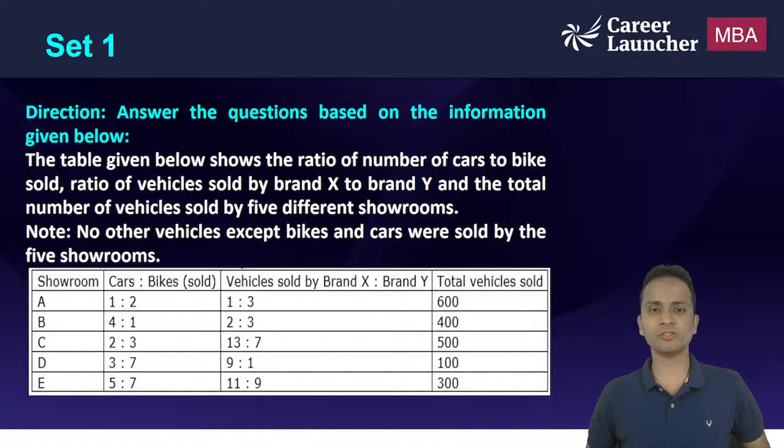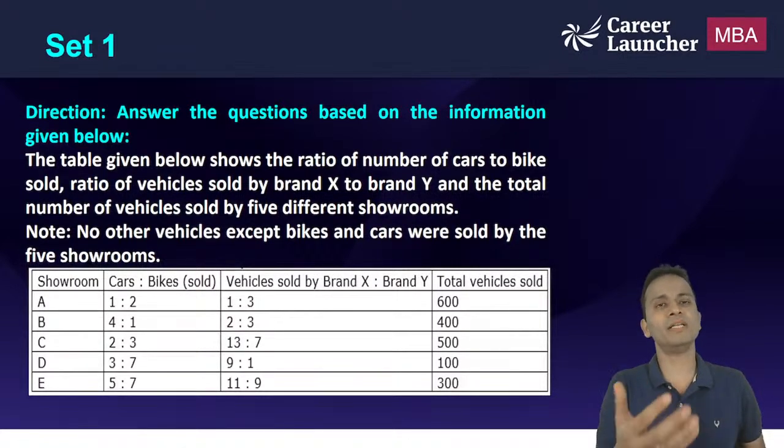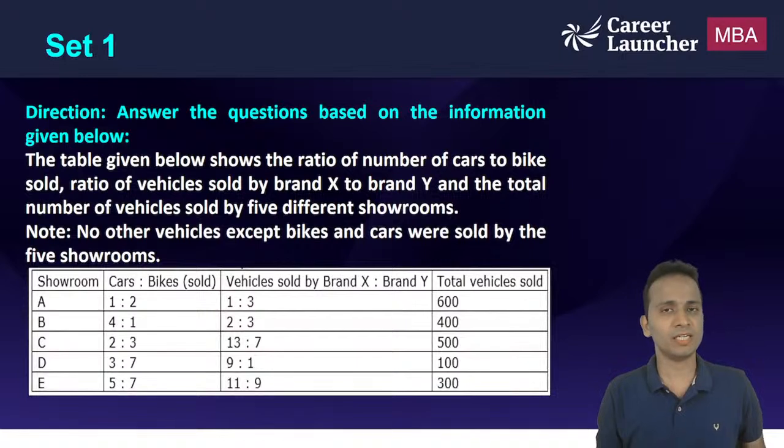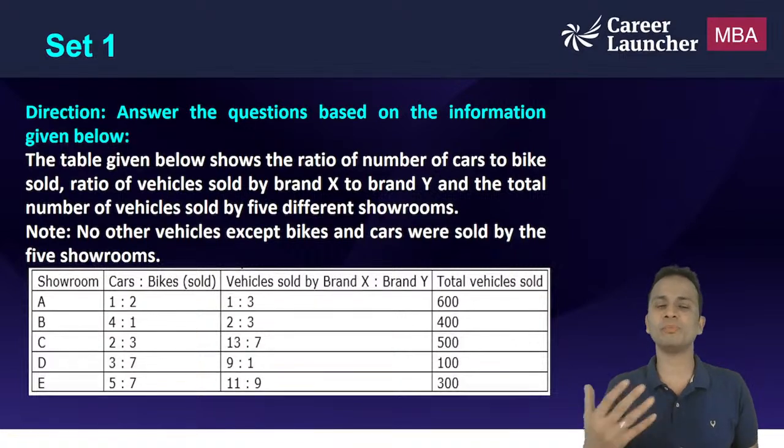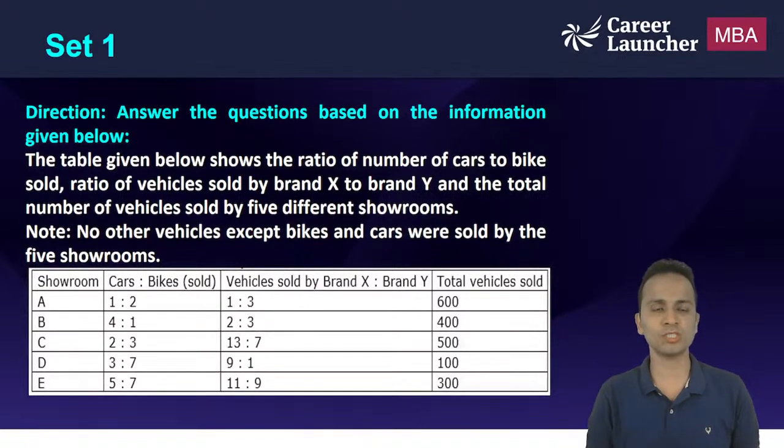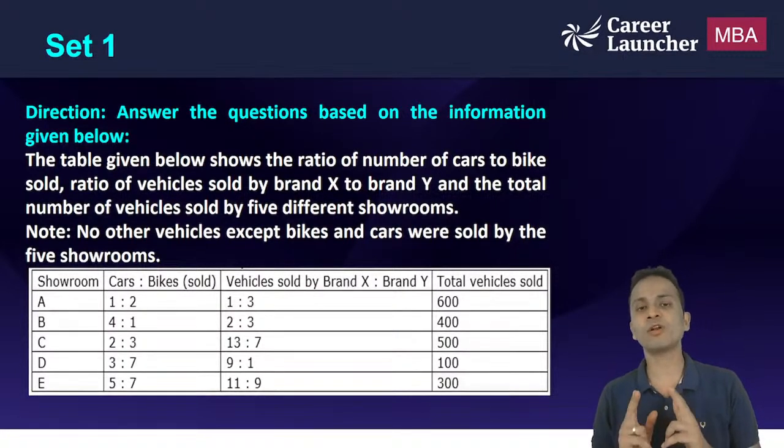Now, what you need to do is just divide a given number in a ratio, right? Now, this is covered in the basics of ratios. Okay, so this is one very easy thing. You just have to repeat it for these five showrooms for cars and bikes, and then for X and Y.